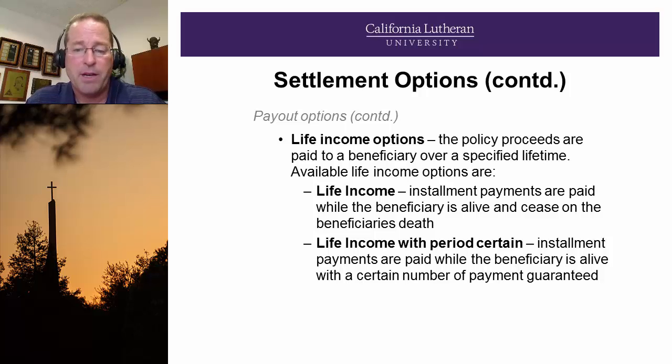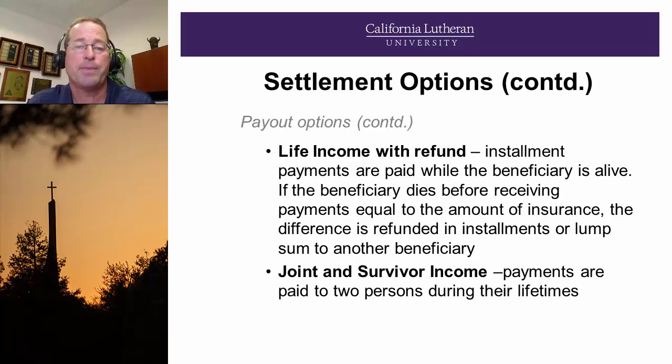Or the life income with period certain. Like an annuity, it would pay installments while the beneficiary is alive with a certain number of payments guaranteed. So let's just say 20-year period certain, and the beneficiary dies at year 13. Well, the beneficiary's estate would then receive 7 additional years of payments, and that would make 13 plus 7 the 20-year guaranteed period.